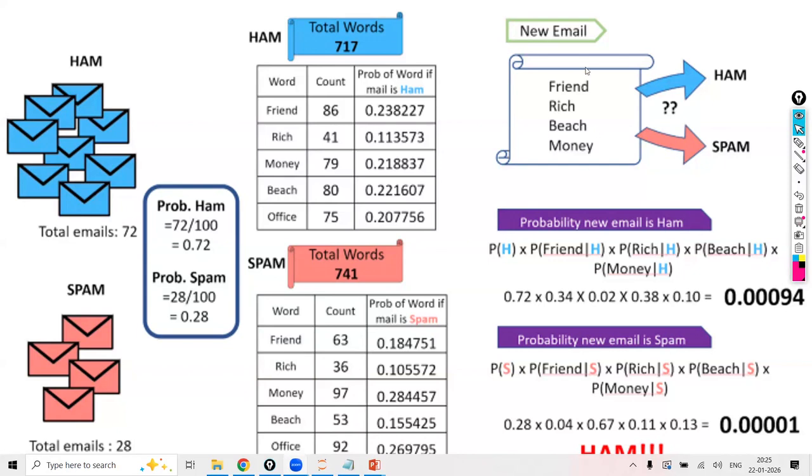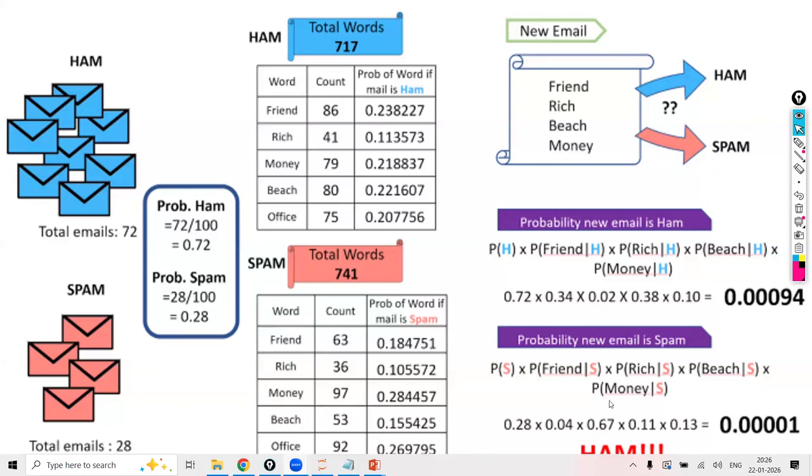Now, whenever you receive a new mail with the words friend, rich, beach, and money, what it is going to do is calculate the probability of the new mail: first the prior probability, and for each word, the likelihood. What is the probability of friend in the ham? 0.23. Rich? 0.11. Beach? 0.22. Money? 0.21. So it is going to multiply these.